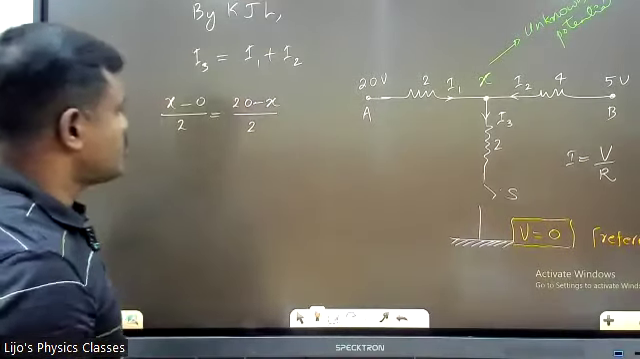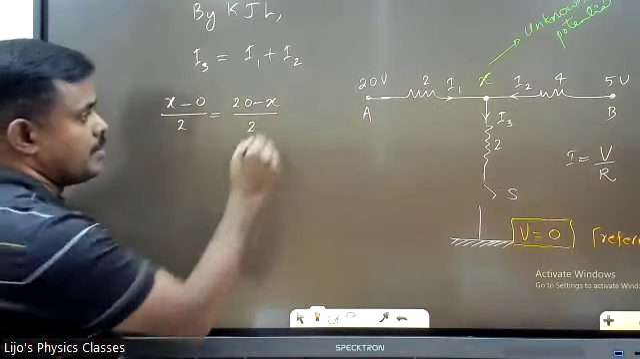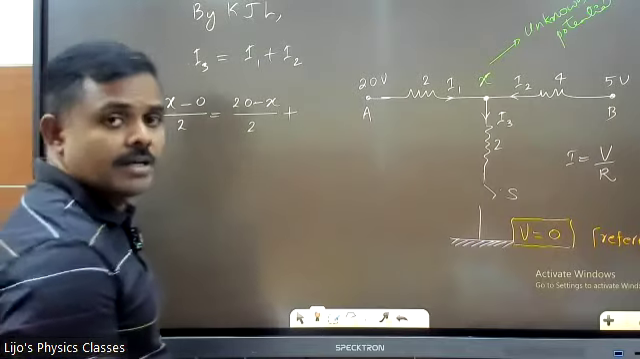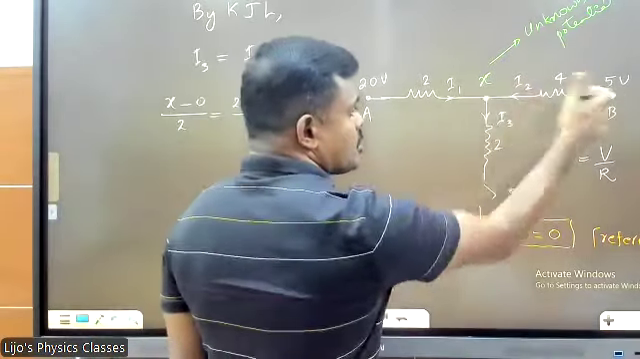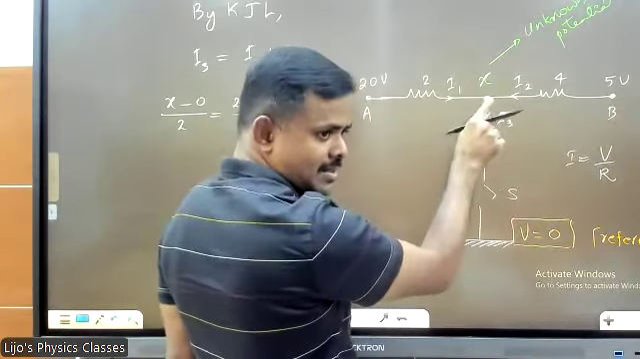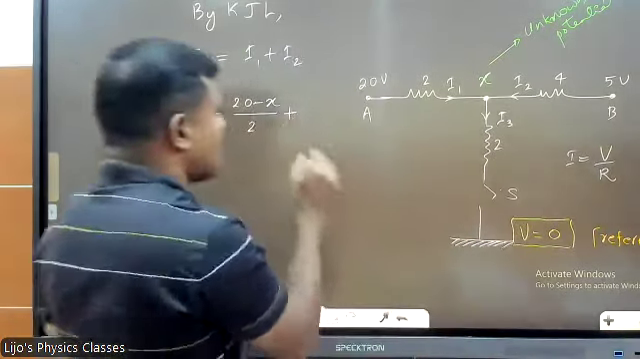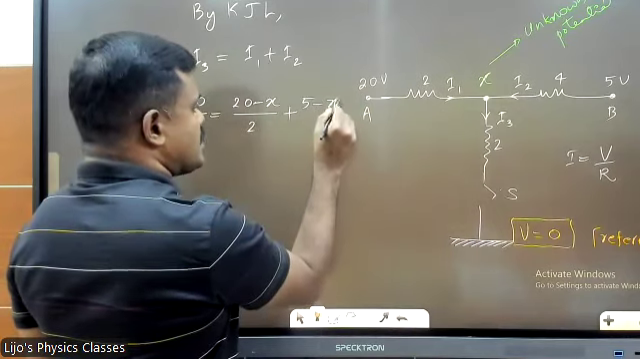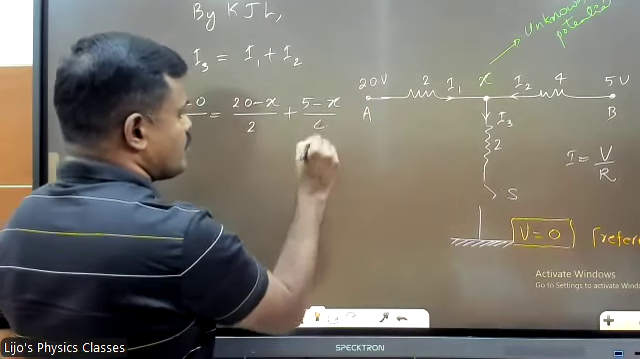Right. So (20 minus X) divided by 2 plus, tell me, for this part, how do you take the potential difference? That end is having 5. This end is having X. Correct. Obviously, 5 is bigger. 5 minus X divided by 4.